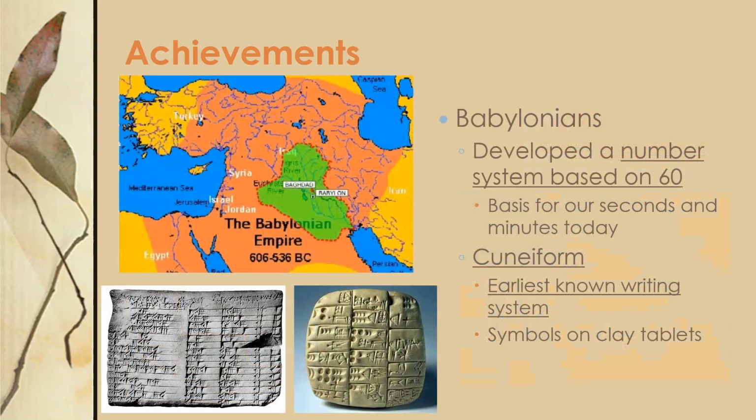Babylonians, another group of Mesopotamians, developed a number system based on 60. This number system is the basis for our seconds and minutes today. They also developed the earliest known writing system, and that is called cuneiform. This system of symbols was carved into clay tablets that were then hardened and created permanent records.